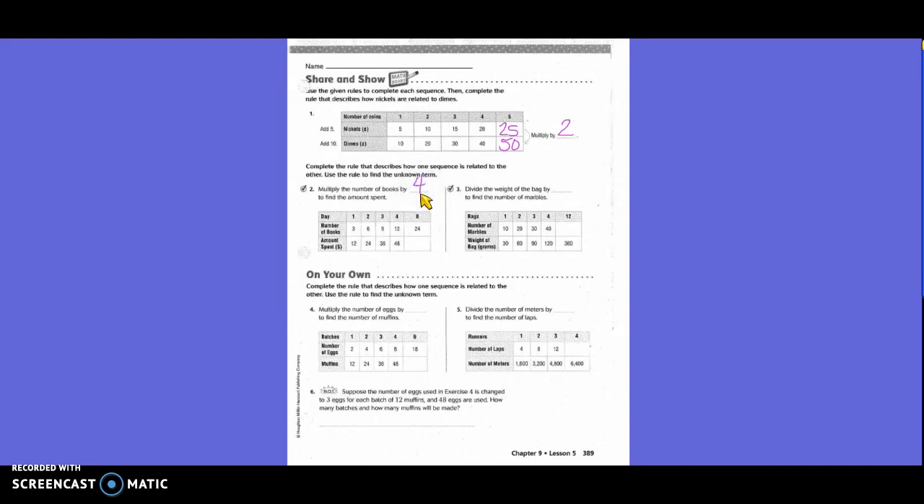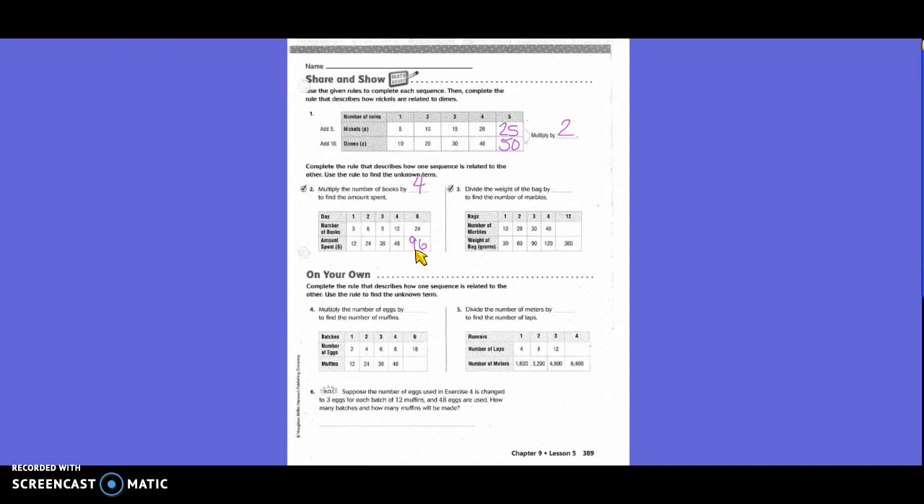So 24 times 4 is, if you mentally do it, 4 times 4 is 16. Mentally carry the 1. 4 times 2 is 8, plus 1 is 9. So 96.